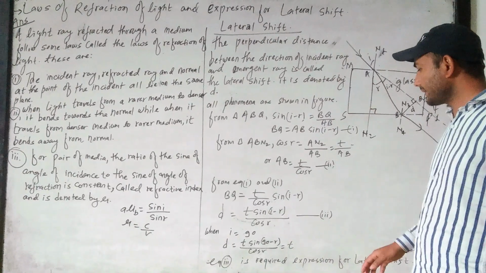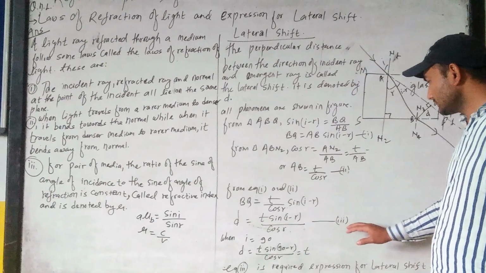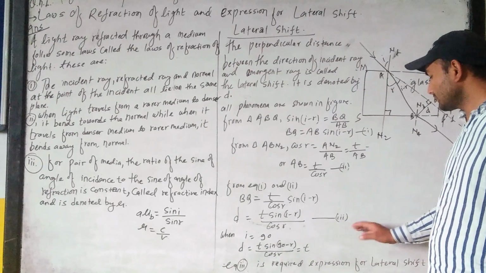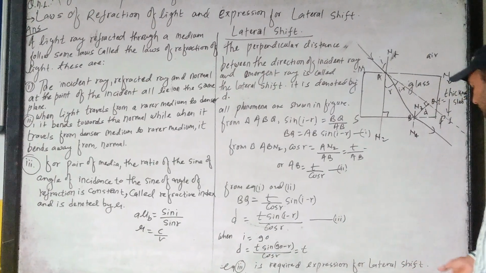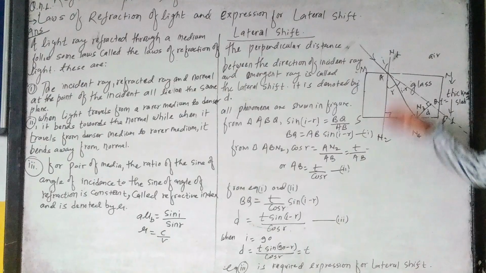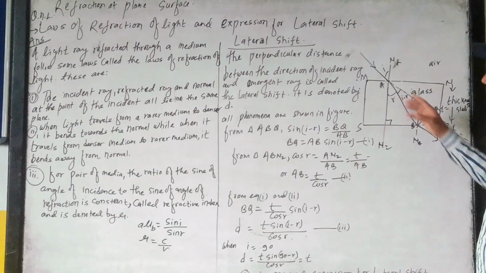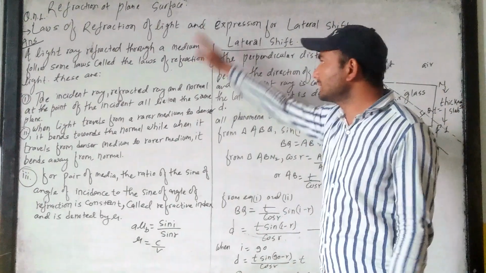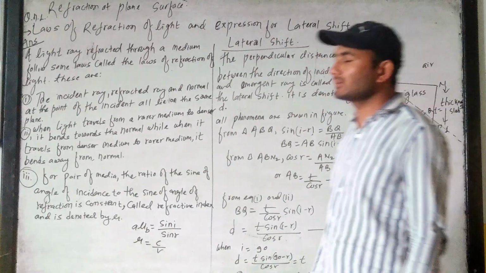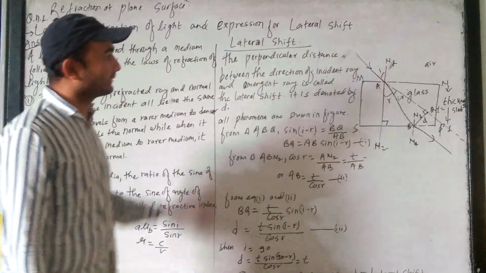So this way we can calculate. This equation 3 is one of the expressions for calculation of this lateral shift. In this way you may get this expression for the lateral shift, and these all three are the laws of refraction of light. That's all for today.